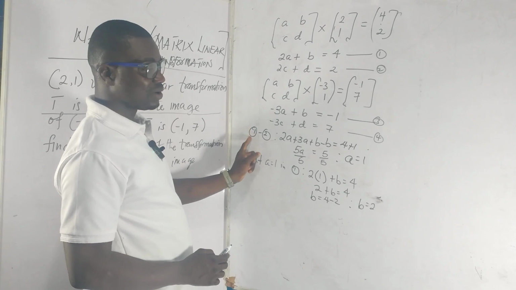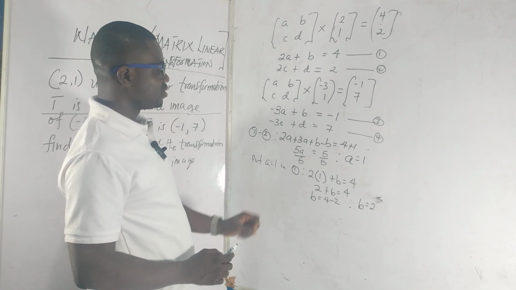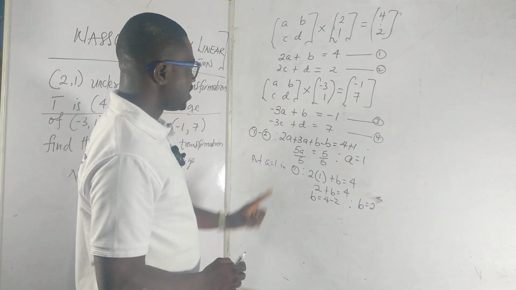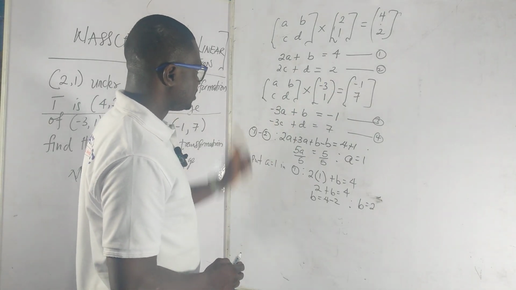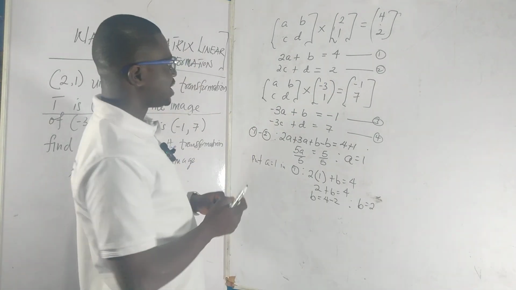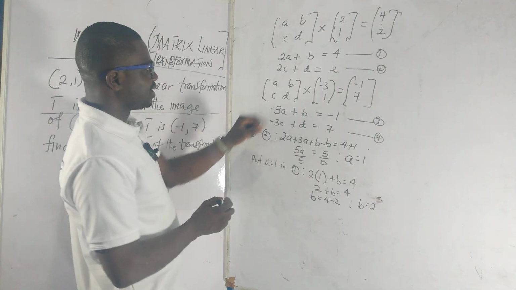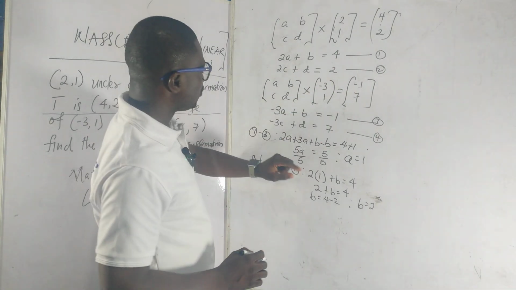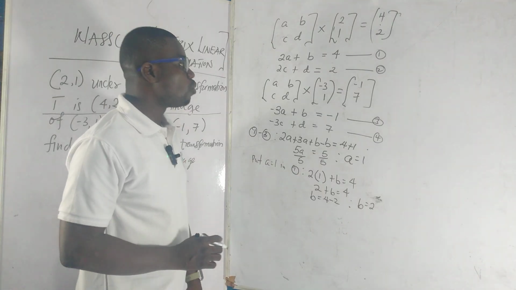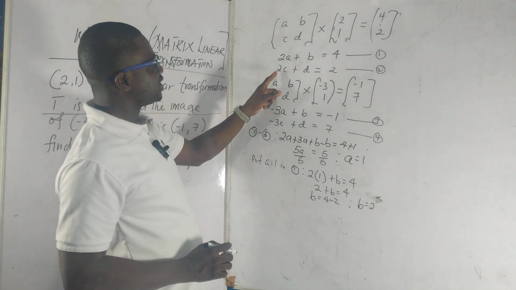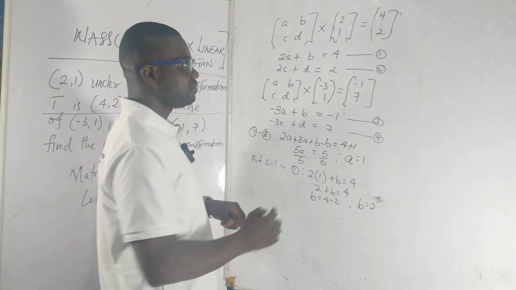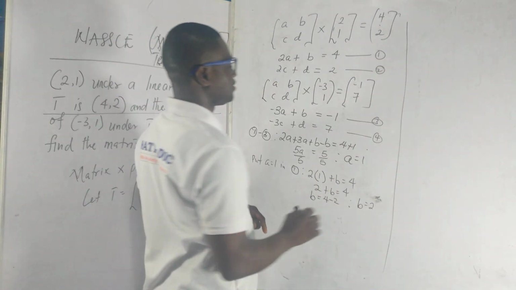Now we've done equation 1 and equation 3, so now we are going to look at equation 2 and equation 4. Equation 2 has c and d, and equation 4 has c and d as well. So we are going to simplify this.